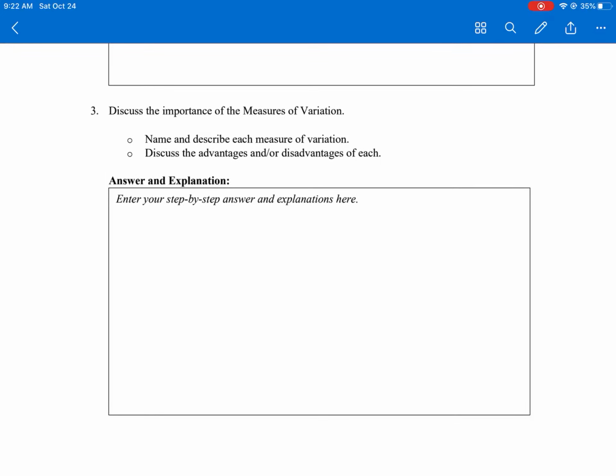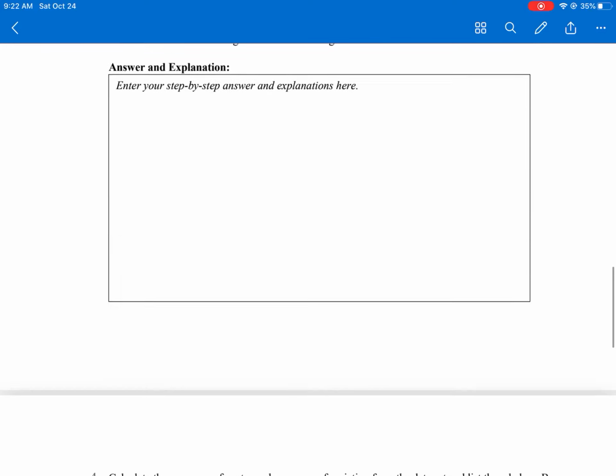Discuss the importance of the measures of variance. Name and describe each measure of variance. Discuss the advantages and/or disadvantages of each. Questions two and three are found in the live classroom notes, and if you would like the answers, you just need to watch the live classroom lecture for Module 1. Both of these are in part two.